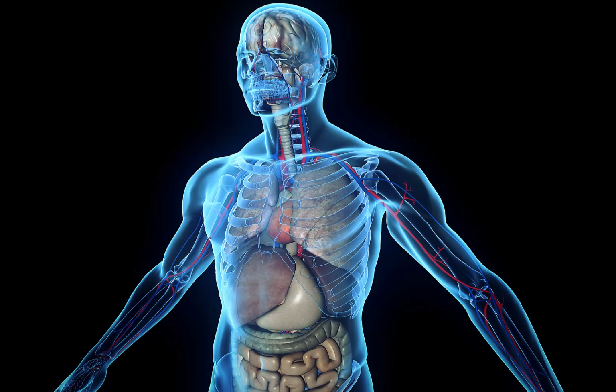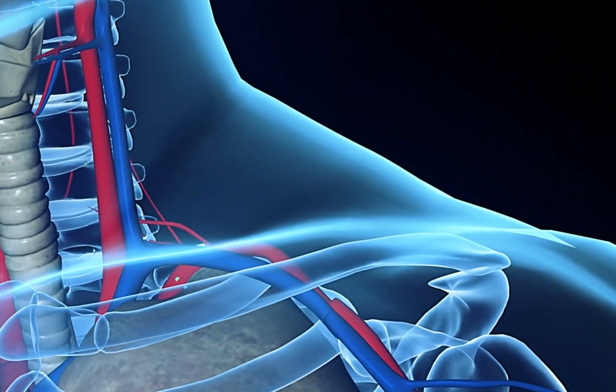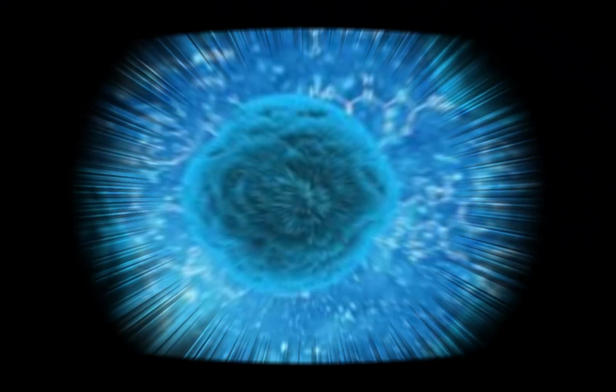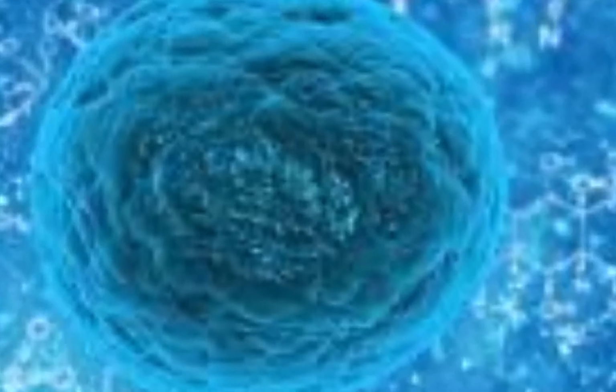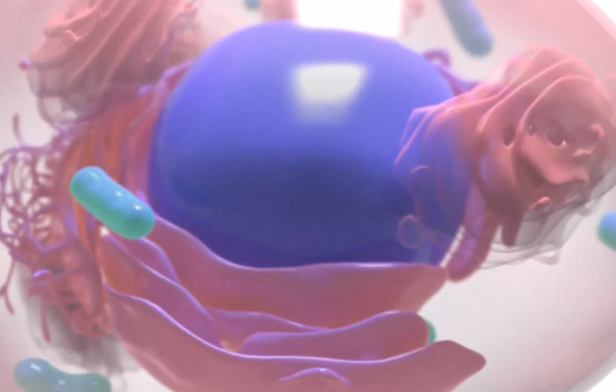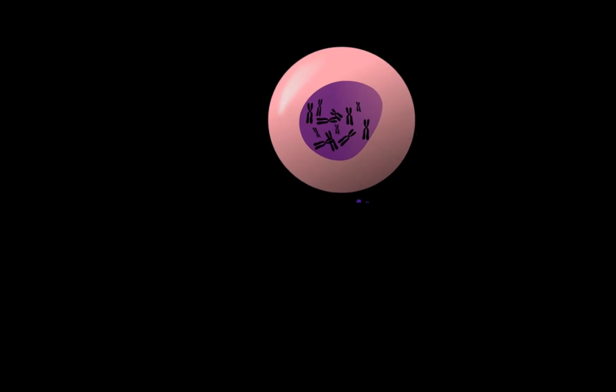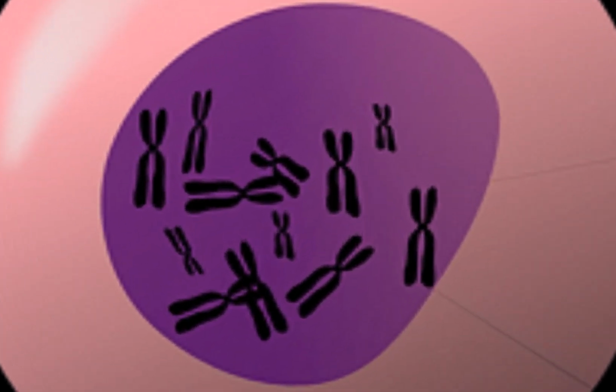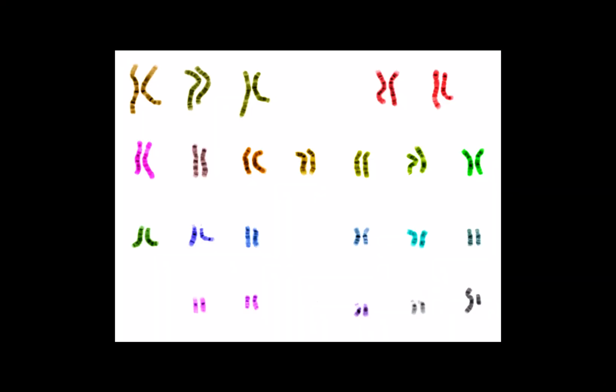Okay, so just to orient ourselves, we're going to start with the human body. If we zoom way in, we see the body is made up of individual cells. And if we look inside the cell, we see that there's a lot of stuff inside. One of those things is the cell nucleus. Inside the cell nucleus are a bunch of squiggly X-looking things. There are 23 pairs of them, and they are your chromosomes.